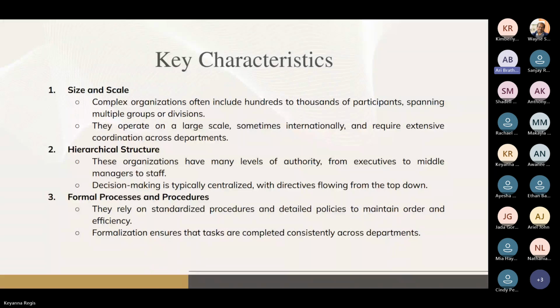Number three, formal processes and procedures. They rely on standardized procedures and detailed policies to maintain order and efficiency. Formalization ensures that tasks are completed consistently across departments. Next slide.